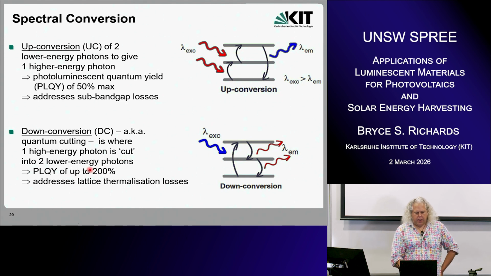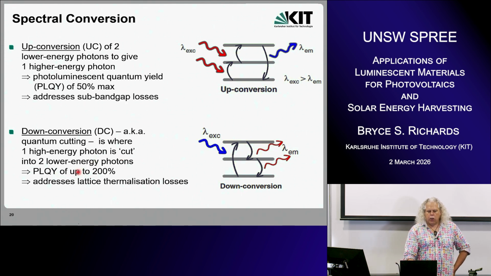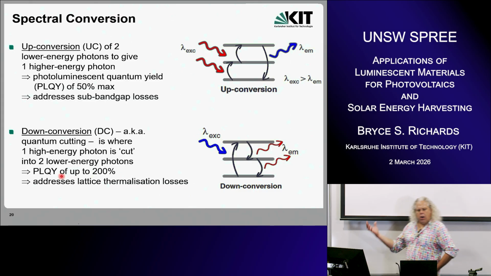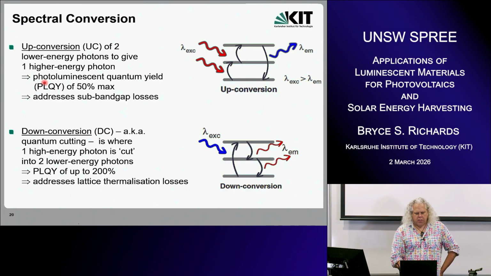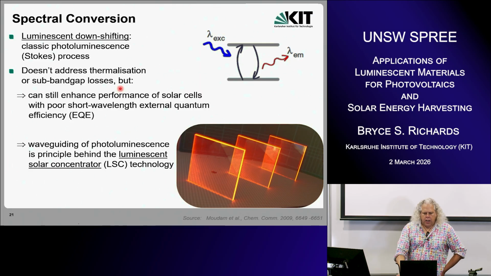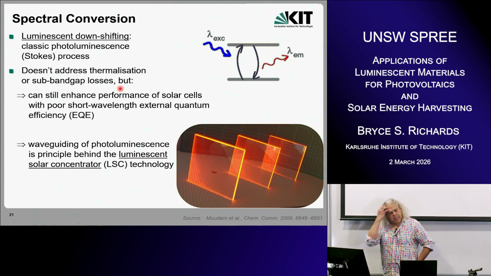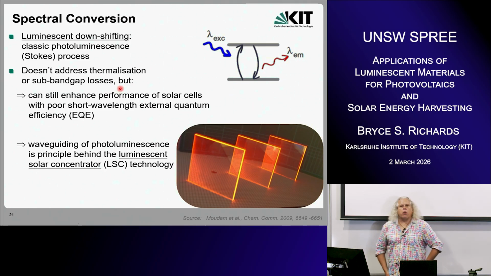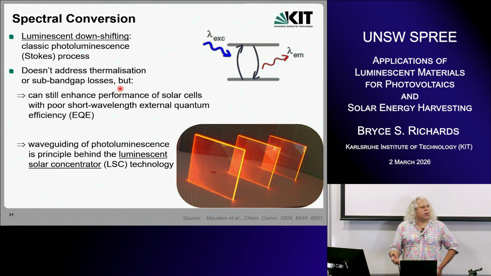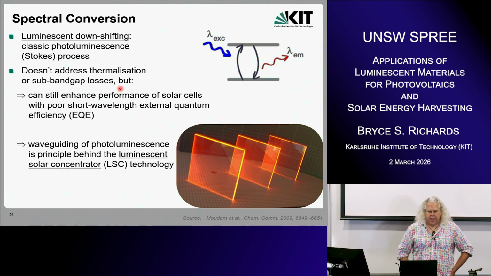So here we could be ideally talking about photoluminescence quantum yields of up to 200%. This is like an external quantum efficiency in optics terms. And here for up conversion, we would typically expect something about 50% maximum. The third process is a classic, what I call luminescent downshifting, a classical Stokes photoluminescence process. So one photon in, one photon out. The quantum yield won't be greater than 100%.